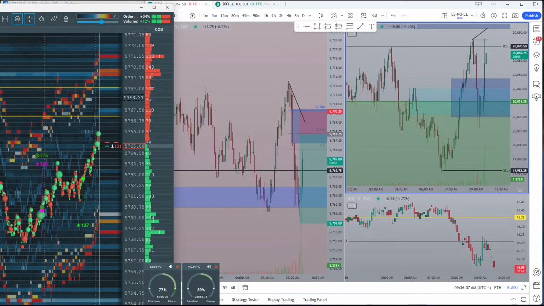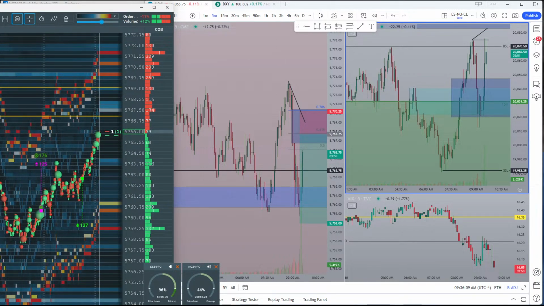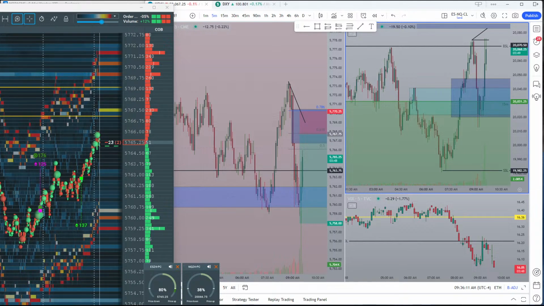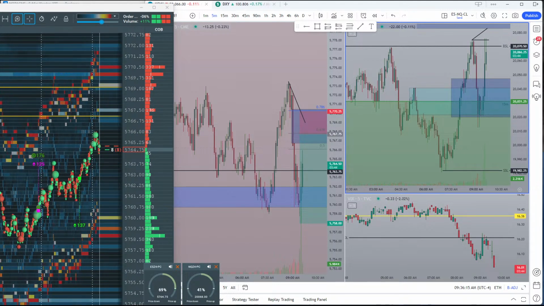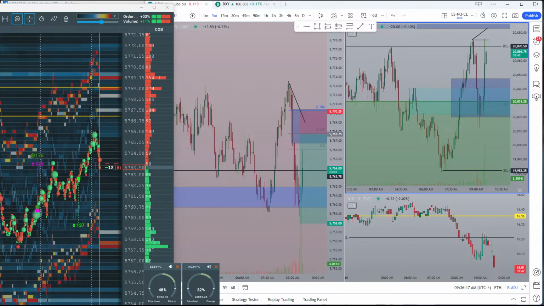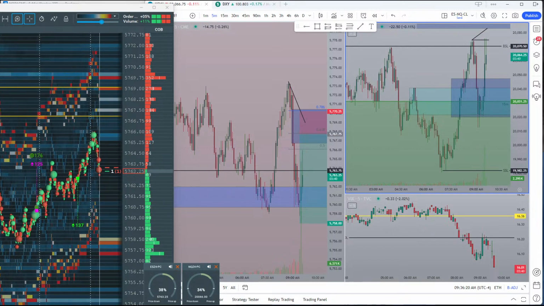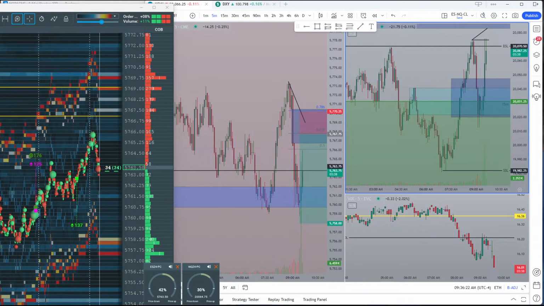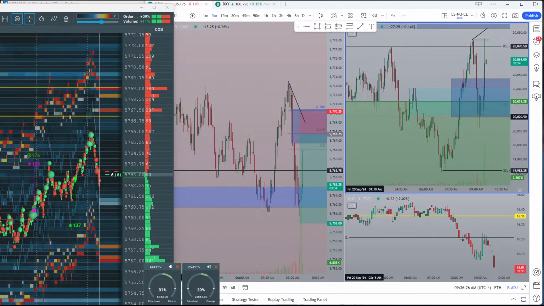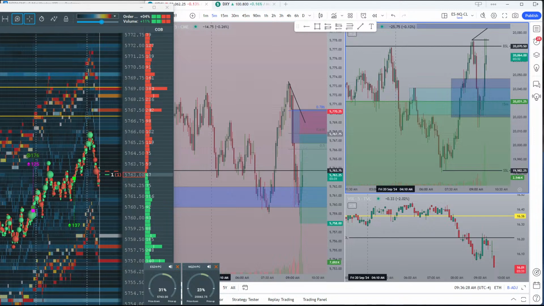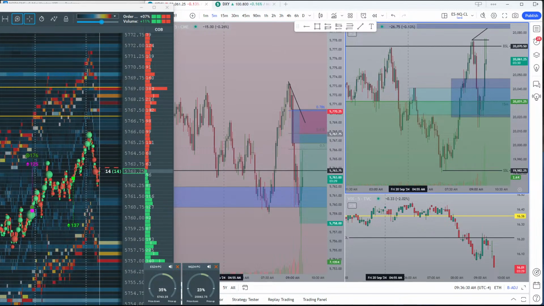Right up in here, I want to see sellers start to step in. VIX is pushing lower though. Again, that is bullish. Bullish VIX right now. NASDAQ trying to break highs. Nvidia's pumping. That's bullish. Apple's sort of near some resistance at the moment.